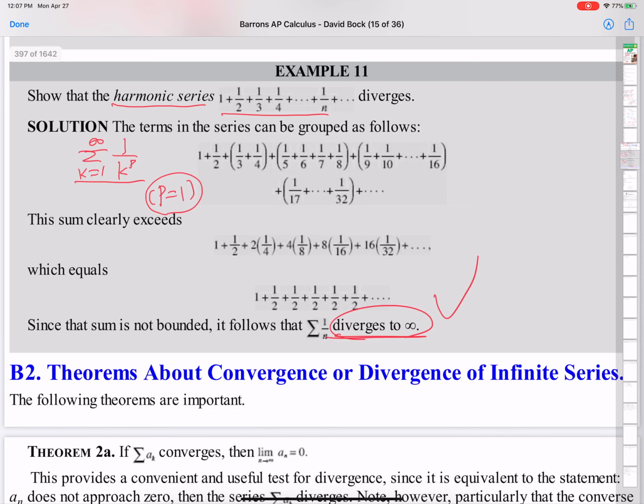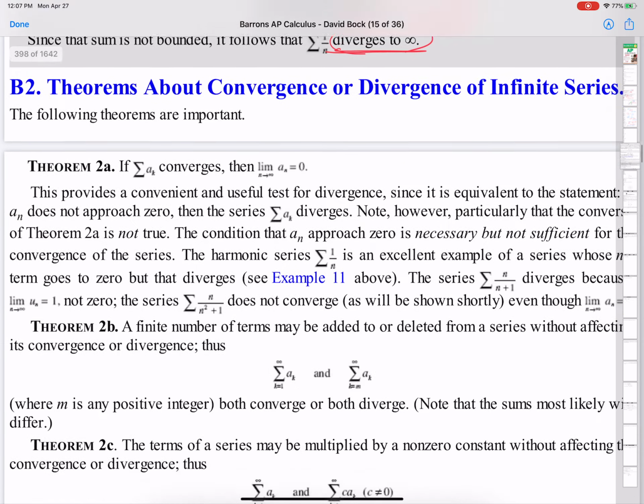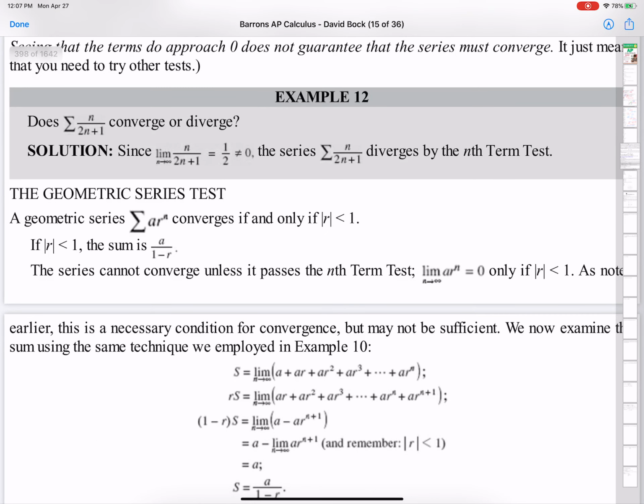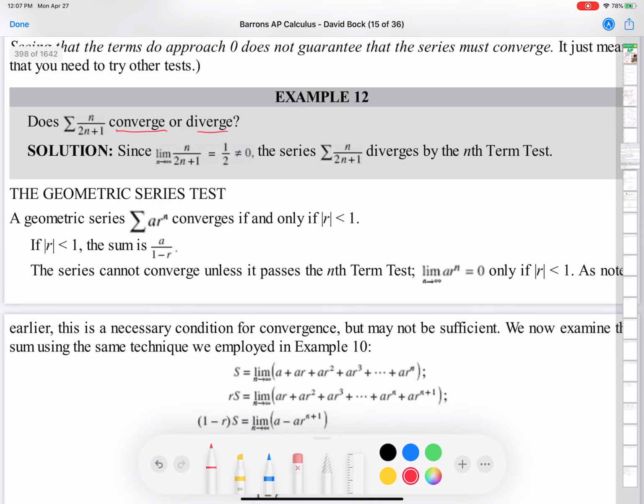Okay, two more problems. Example 12. Does sigma n over 2n plus 1 converge or diverge? Converge or diverge, what does it mean? You have to understand the relationship between an and Sn. If the limit as n approaches infinity of an, an infinite sequence, not series, is not 0, it is convergent to a number other than 0, or divergent.